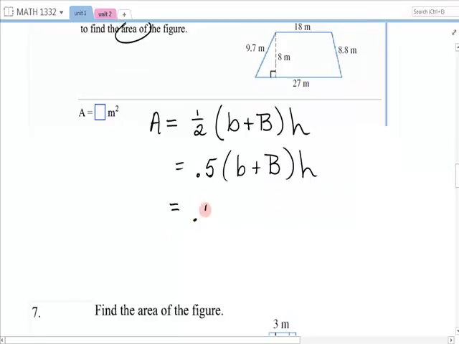So it is 0.5 times, it doesn't care which one you call little b and which one you call big B. So I usually just say it's the top, which is 18 meters, plus the bottom, which is 27 meters. And whatever I get, I will multiply by, what's the height in this trapezoid? 8 meters.